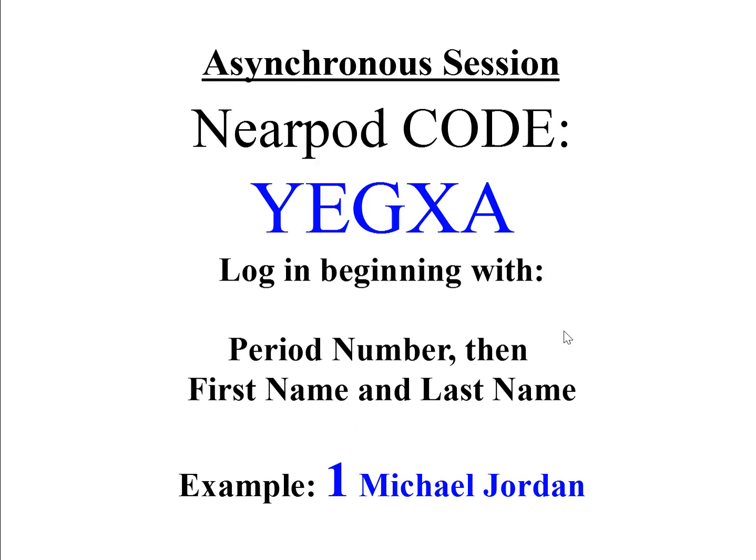Your Nearpod code, write this down, YEGXA. YEGXA. You go to Nearpod, you type in your period number, first and last name. And those of you joining us online that you're not at our campus, but you are joining us via Nearpod, you can use that code and get the PDF play sheet for tonight and enjoy all the mathematics that are in there. Oh yes, make it a math family night or something, yeah? Alright.